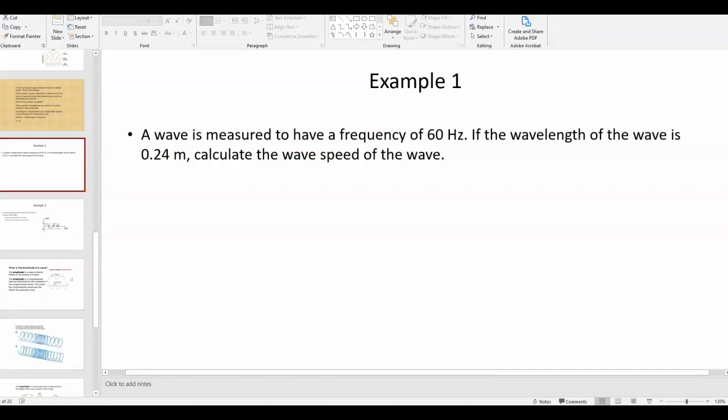So, example 1. Example 1 says a wave is measured to have a frequency of 60 hertz. Remember, Hz is hertz. So I'm going to label this F.